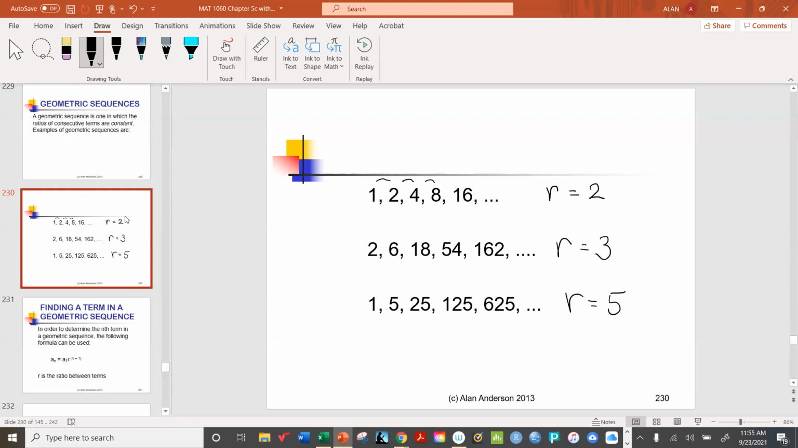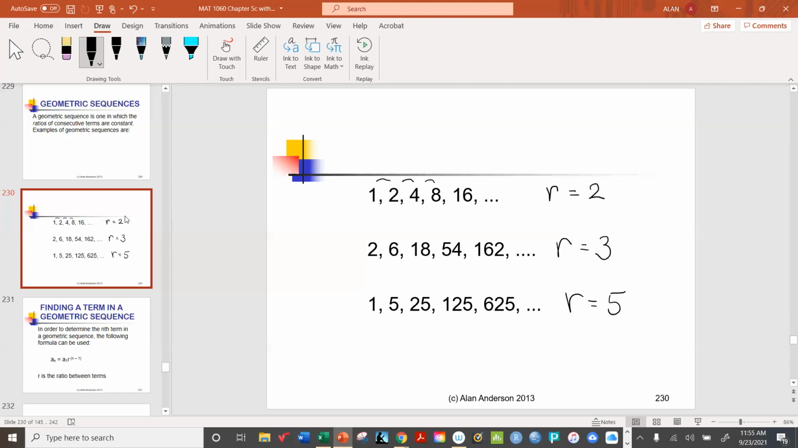Now, because these have a different pattern than the arithmetic sequences, it stands to reason that the formulas will also be different. The formula for finding a specific term and the formula for finding the sum of terms will have to be different. And they are. They may appear to be a little scarier when you first see them, but they're really not. What's changing now is that I need exponents.